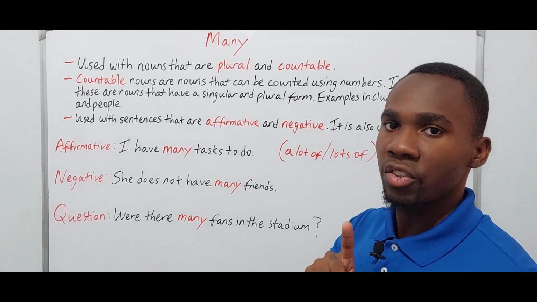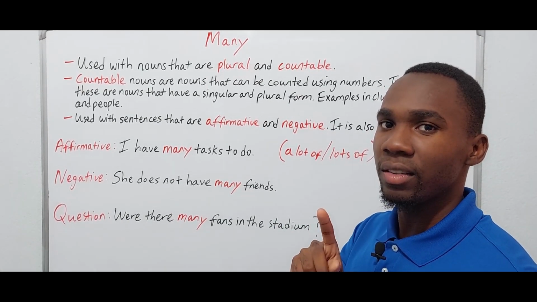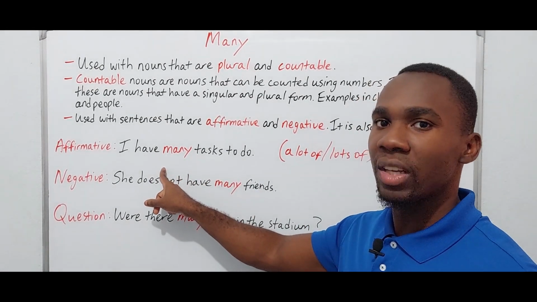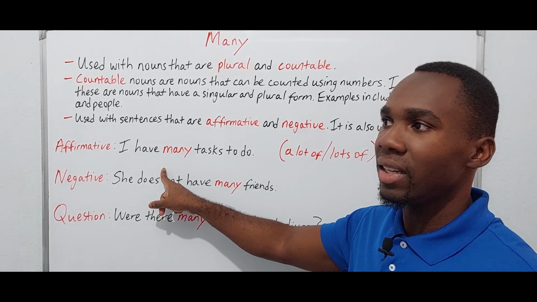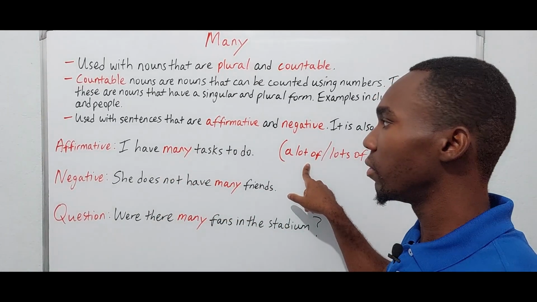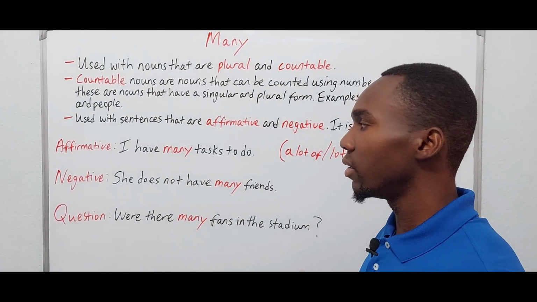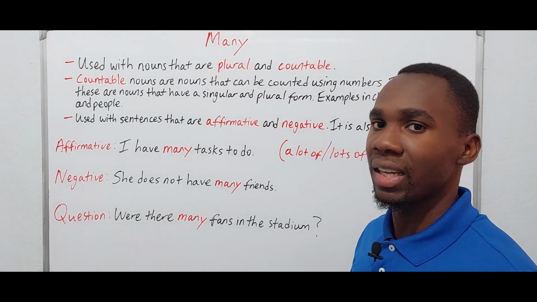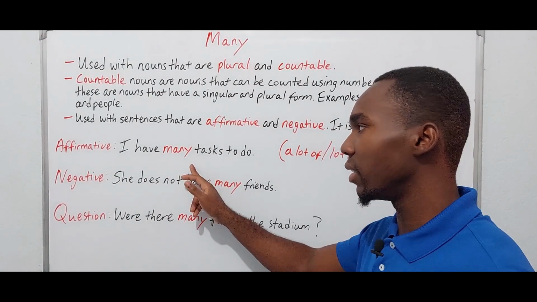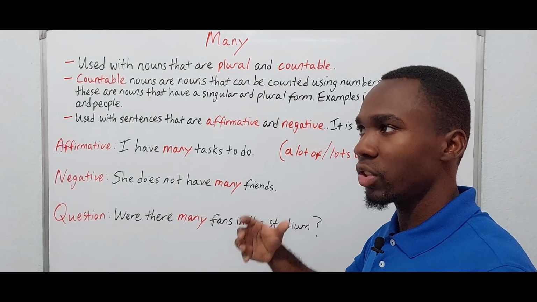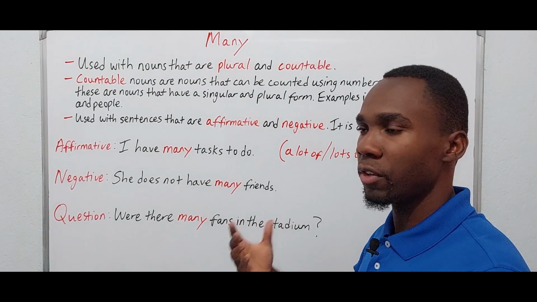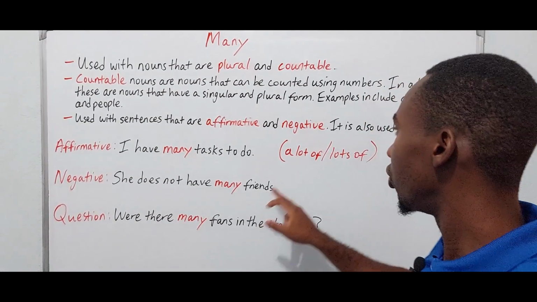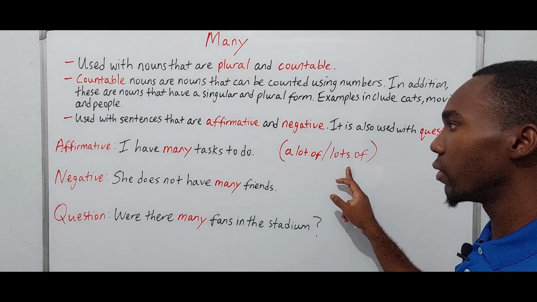When we get to much, we are going to see something a little different. Because I told you here that although many is used in the affirmative, some may opt for a lot of. Like in this case, many people may say, I have a lot of tasks to do, rather than say I have many tasks to do. But this is fine. There's nothing wrong with the usage of many in the affirmative, really and truly. But you can also use a lot of or lots of, right?